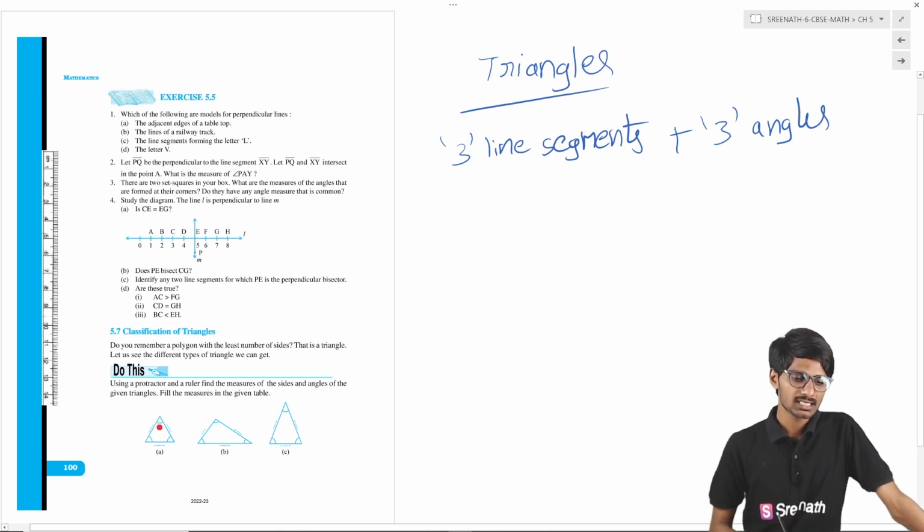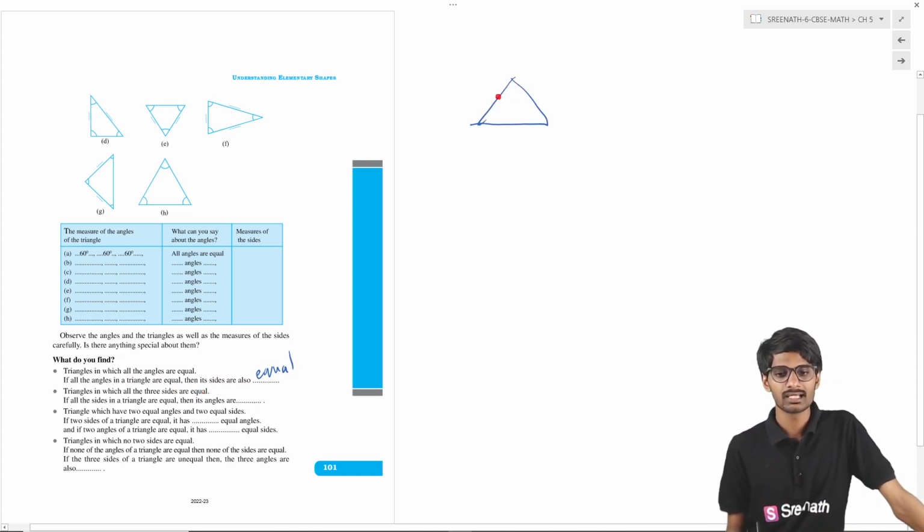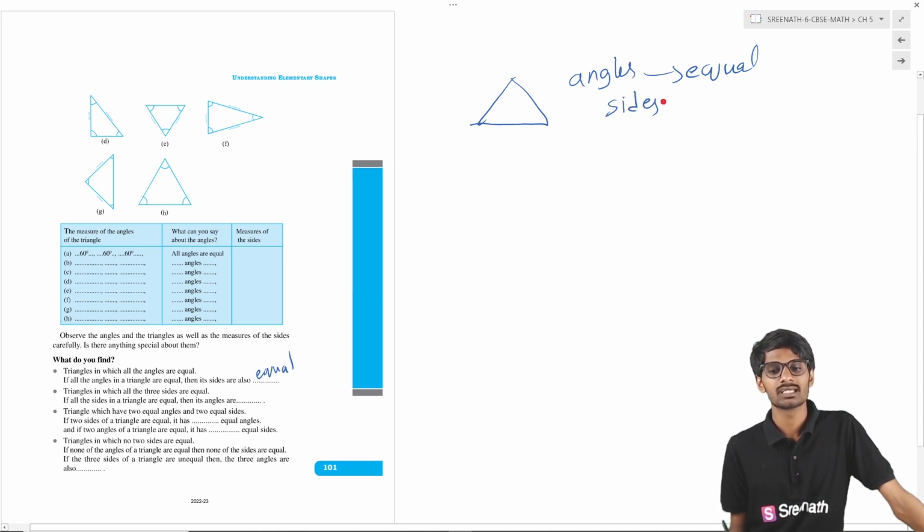So these are the sides and these are the angles. In a triangle there will be three angles, 1, 2, 3. These are the different types of angles. If all the angles in a triangle are equal, then its sides are also equal. So if in a triangle all the sides are equal, basically if the angles are equal, then the sides are also equal, students.